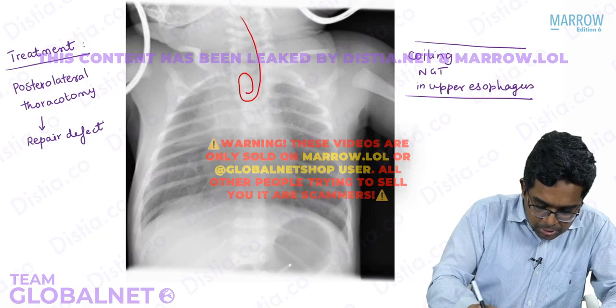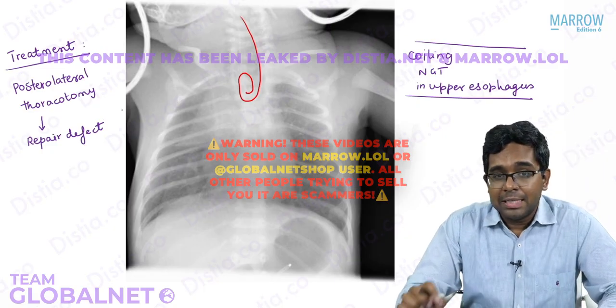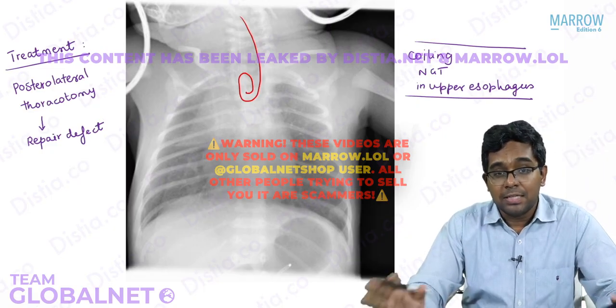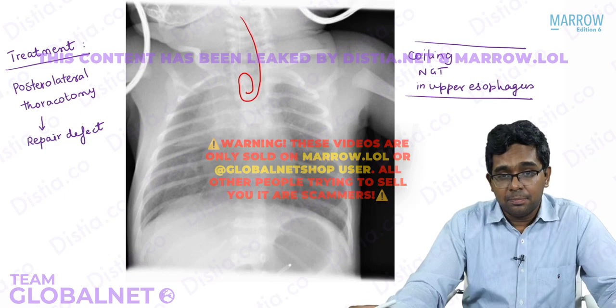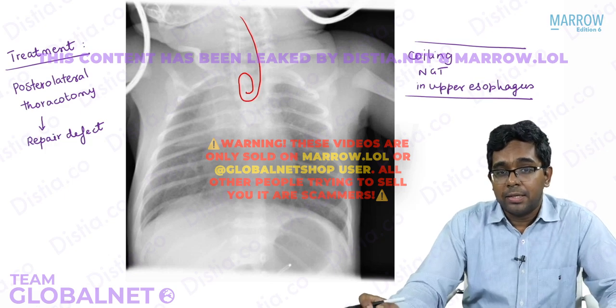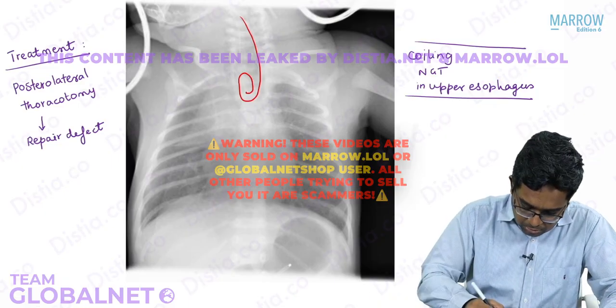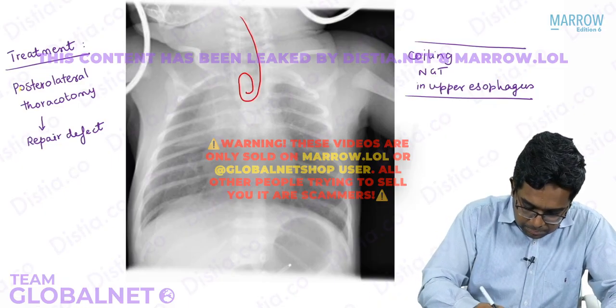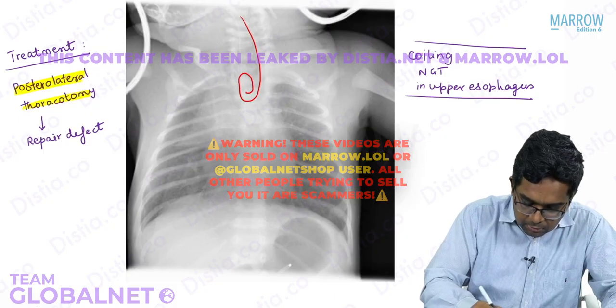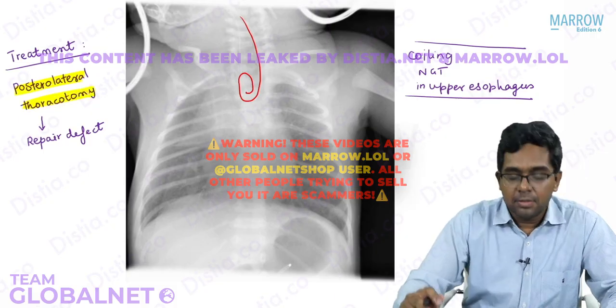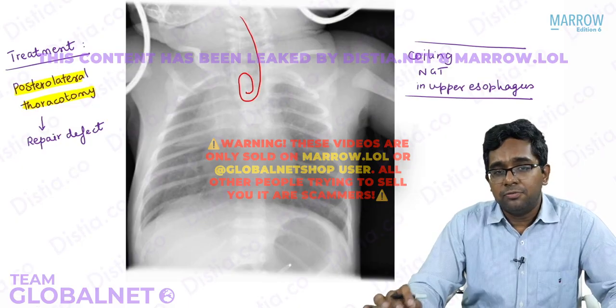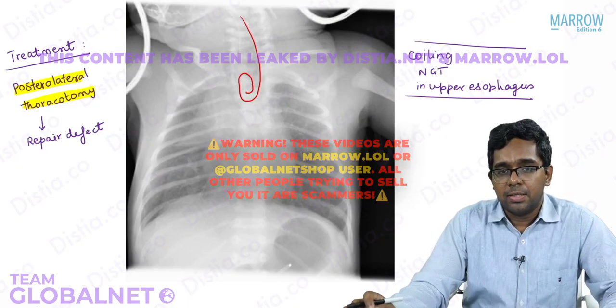Why this posterolateral thoracotomy? Because that results in adequate exposure of the esophagus as well as trachea so that the repair can be carried out meticulously. That is why this approach of posterolateral thoracotomy is considered the approach of choice in cases of repair of esophageal atresia with fistula. That is about the first anomaly of the gastrointestinal tract.